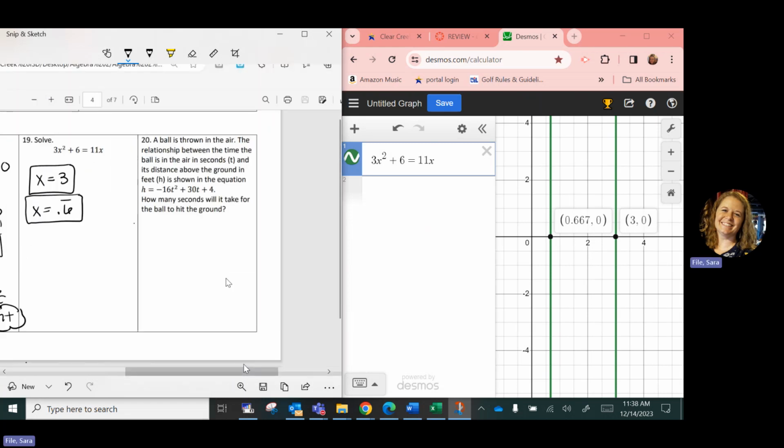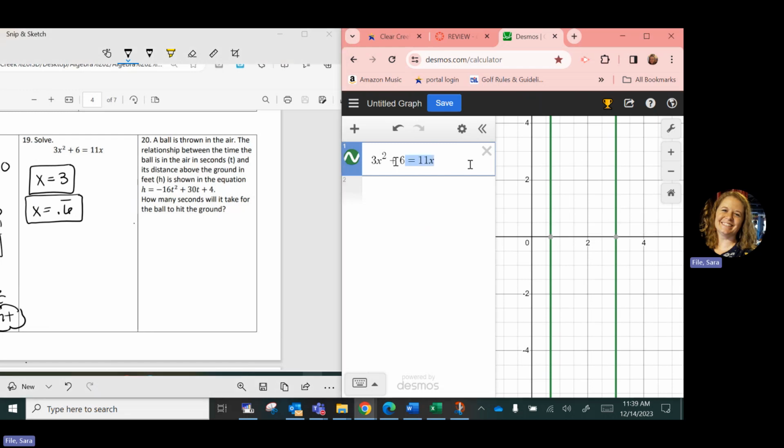Okay, so this last one here is a little different. It's a word problem. It says a ball is thrown in the air. The relationship between the time the ball is in the air in seconds, t, and the distance above the ground in feet, h, is shown in the equation h equals negative 16t squared plus 30t plus 4.